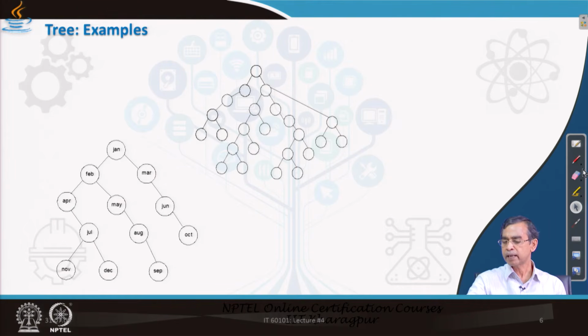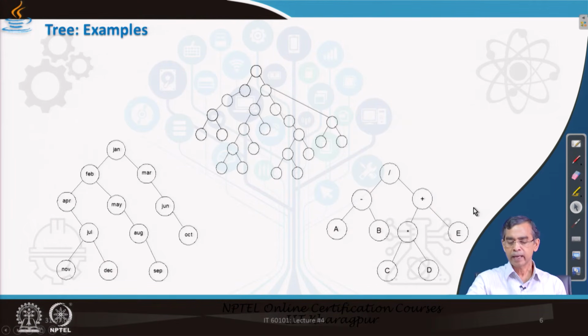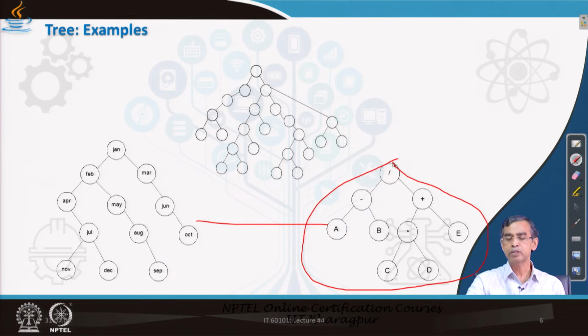So, this is the idea about a tree, and here is another example. You can see the difference between this tree and the earlier one is clearly visible, because that tree stores strings or names, but this tree stores something else. It basically stores operators and operands. In other words, it stores an arithmetic expression.